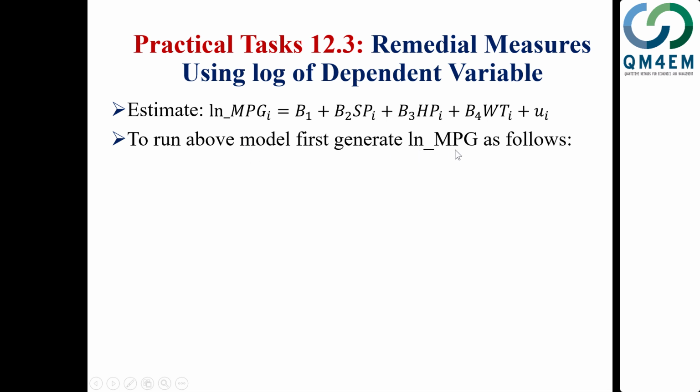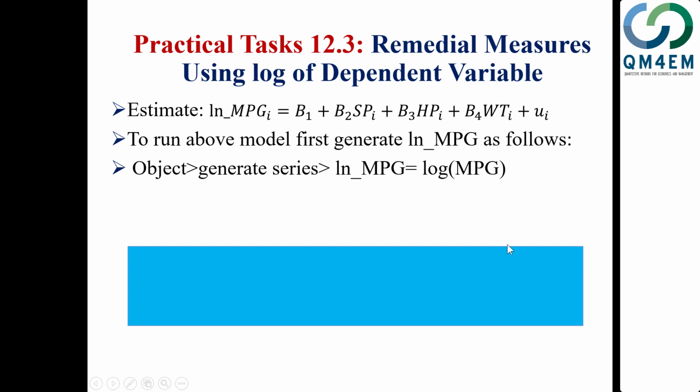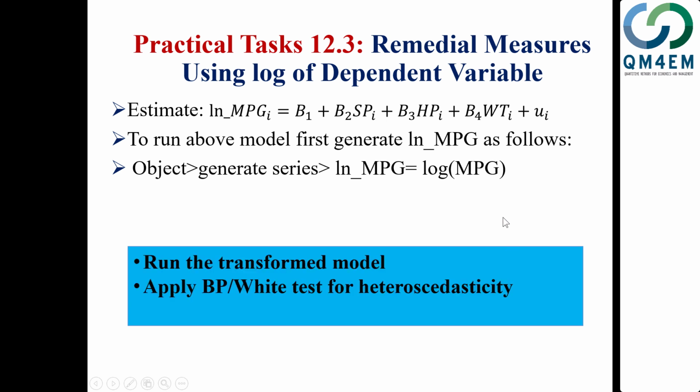You generate ln of mpg. We know the procedure as well. Just for repetition, you go to Object, Generate Series, and name a new variable ln_mpg equal to log of mpg. That will give you the log of mileage per gallon, a new variable, and then you regress that variable on the explanatory variables in their original form. And again, we raise these three questions.